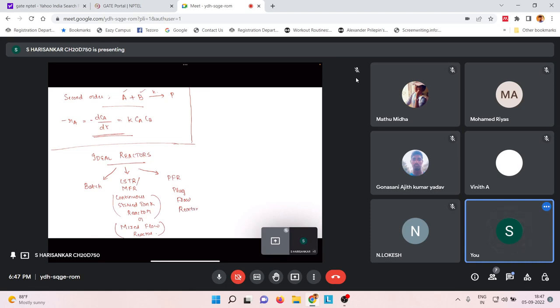Okay, fine. Let's start with the batch reactor. Can anyone say what you mean by batch operation or batch processing or a batch reactor?